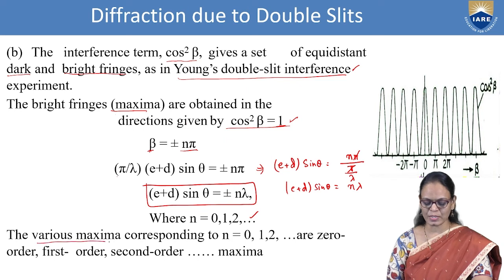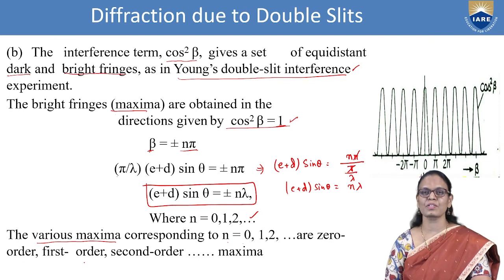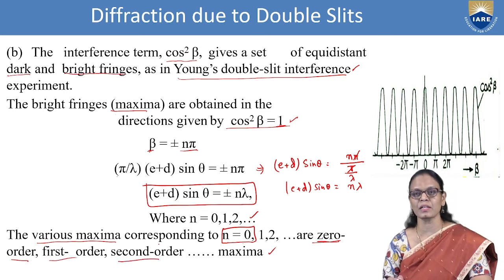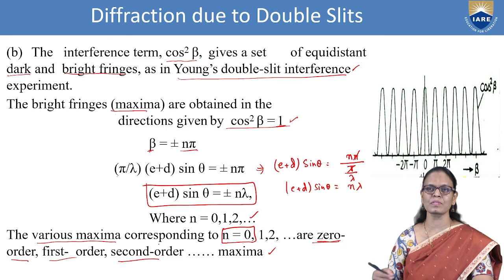So the various maxima corresponding to n equal to 0, 1, 2 are zero order, first order, second order maxima. For n equal to 0, we get the central maxima, so we call it the central maxima or zero order. On either side, we have the first order and second order. If n is equal to 1, first order; n is equal to 2, second order.